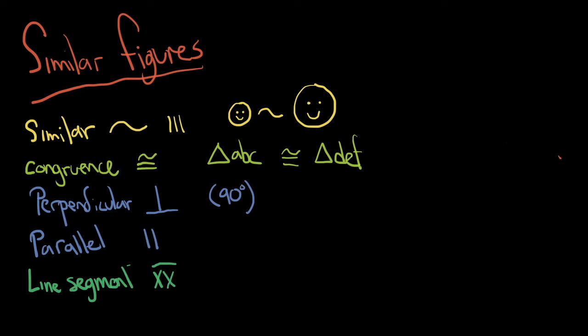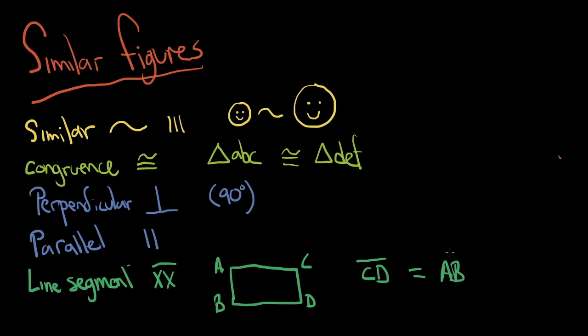Let's take a look at an example, because I think that would be helpful. The line segment is an easy one. If I had a rectangle that looked like this, with A, B, C, and D, and I wanted to say that line segment CD is equal to line segment AB, what does that mean? That just means that CD, which is this line, is equal to this line, AB. Cool, right? That's how we start saying things.